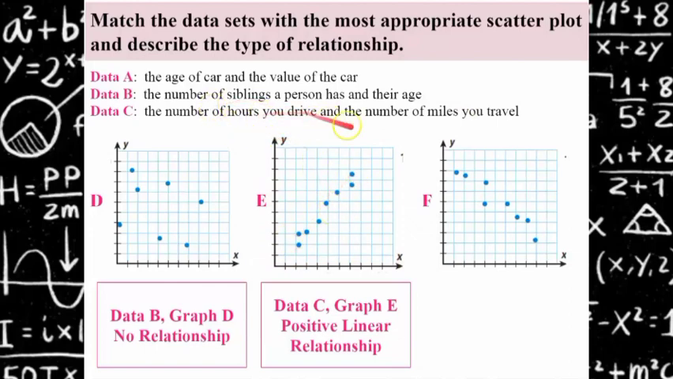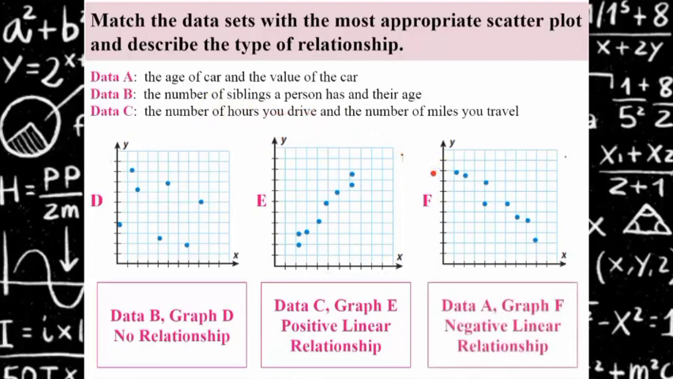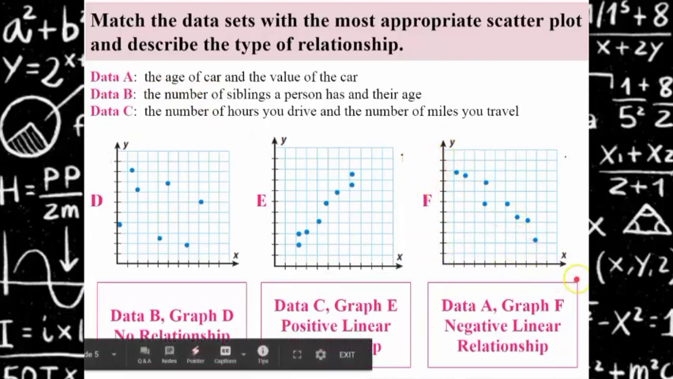data sets increase. Graph F would be data A, the age of your car. As your car is increasing in age, the value of your car is decreasing. So y would be the value of your car, x would be the age of your car, and there would be a negative linear relationship.